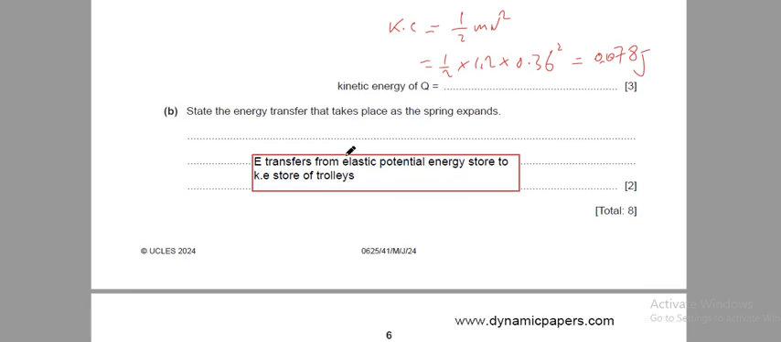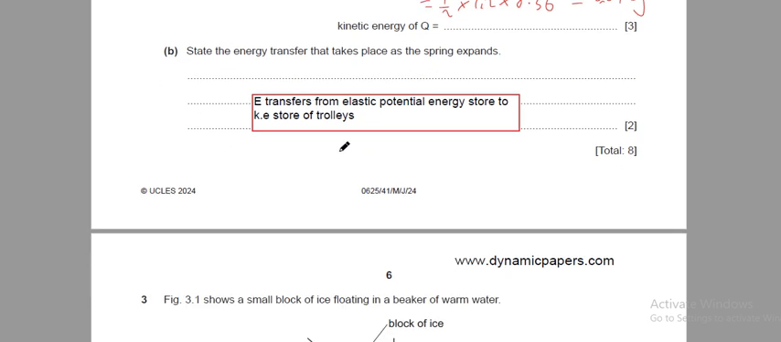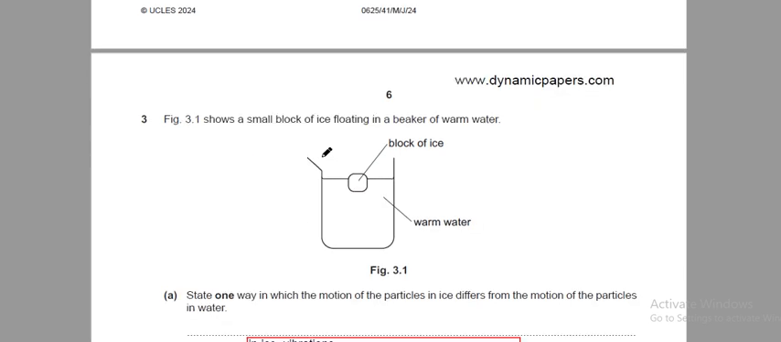State the energy transfer that takes place as the spring expands. Energy transfers from the elastic potential energy store to the kinetic energy store of the trolleys.